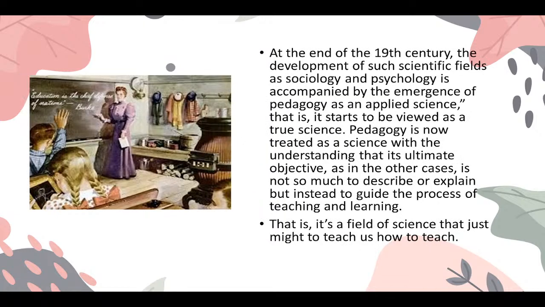At the end of the 19th century, the development of such scientific fields as sociology and psychology is accompanied by the emergence of pedagogy as an applied science that starts to be viewed as a true science. Pedagogy is now treated as a science with the understanding that its ultimate objective, as in the other cases, is not so much to describe or explain, but instead to guide the process of teaching and learning. That is a field of science that just might teach us how to teach.